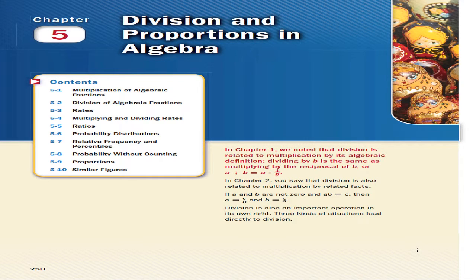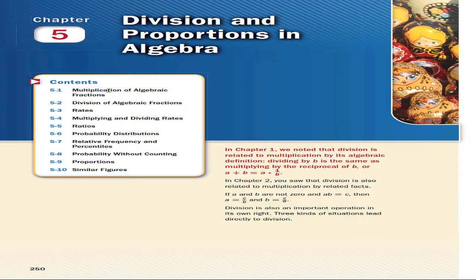Hey, congratulations on passing the Chapter 4 test. Really excited. Welcome to Chapter 5, where we're working on division and proportions in algebra. We can see the contents on this. This is a fairly lengthy chapter, but a lot of good information, a lot of chance to practice algebra in a lot of different ways.